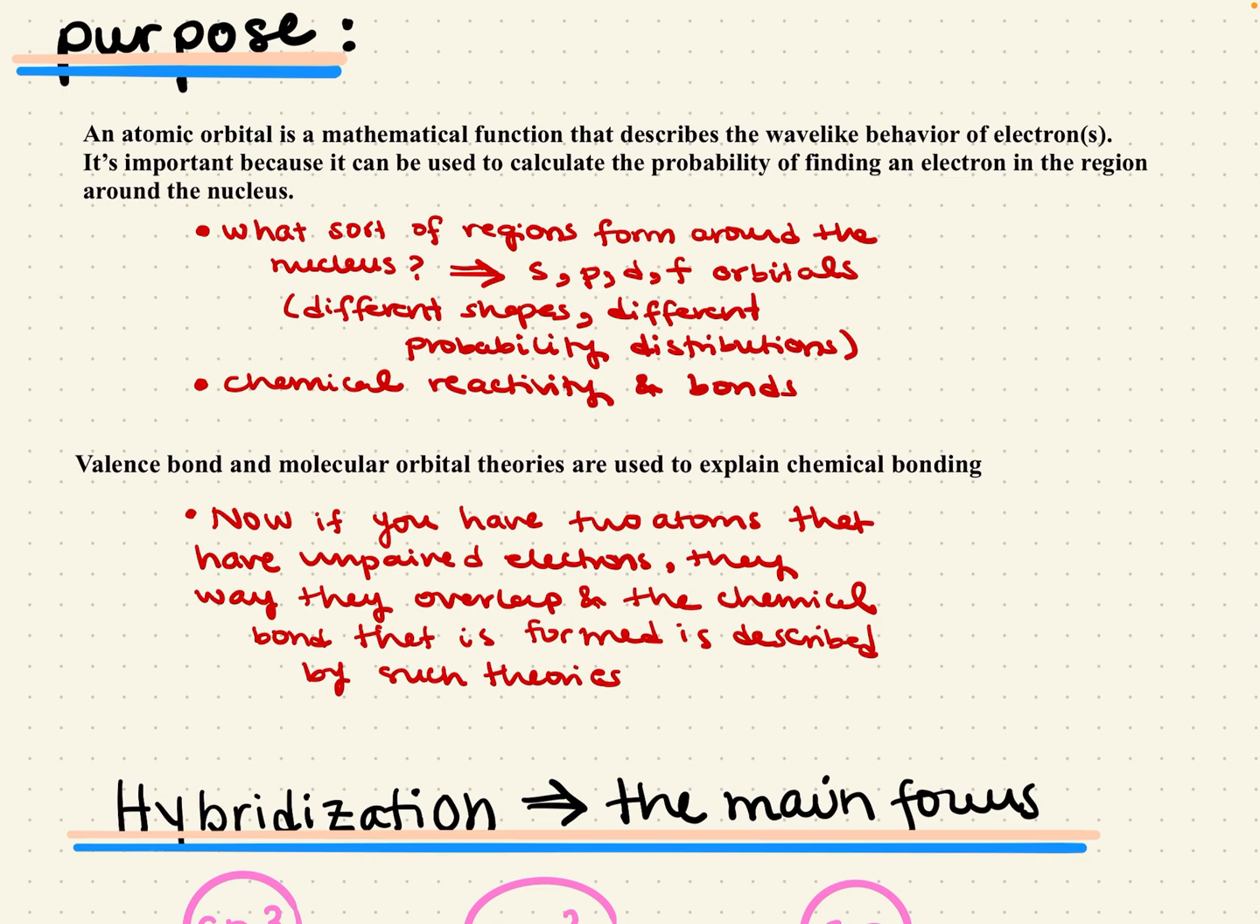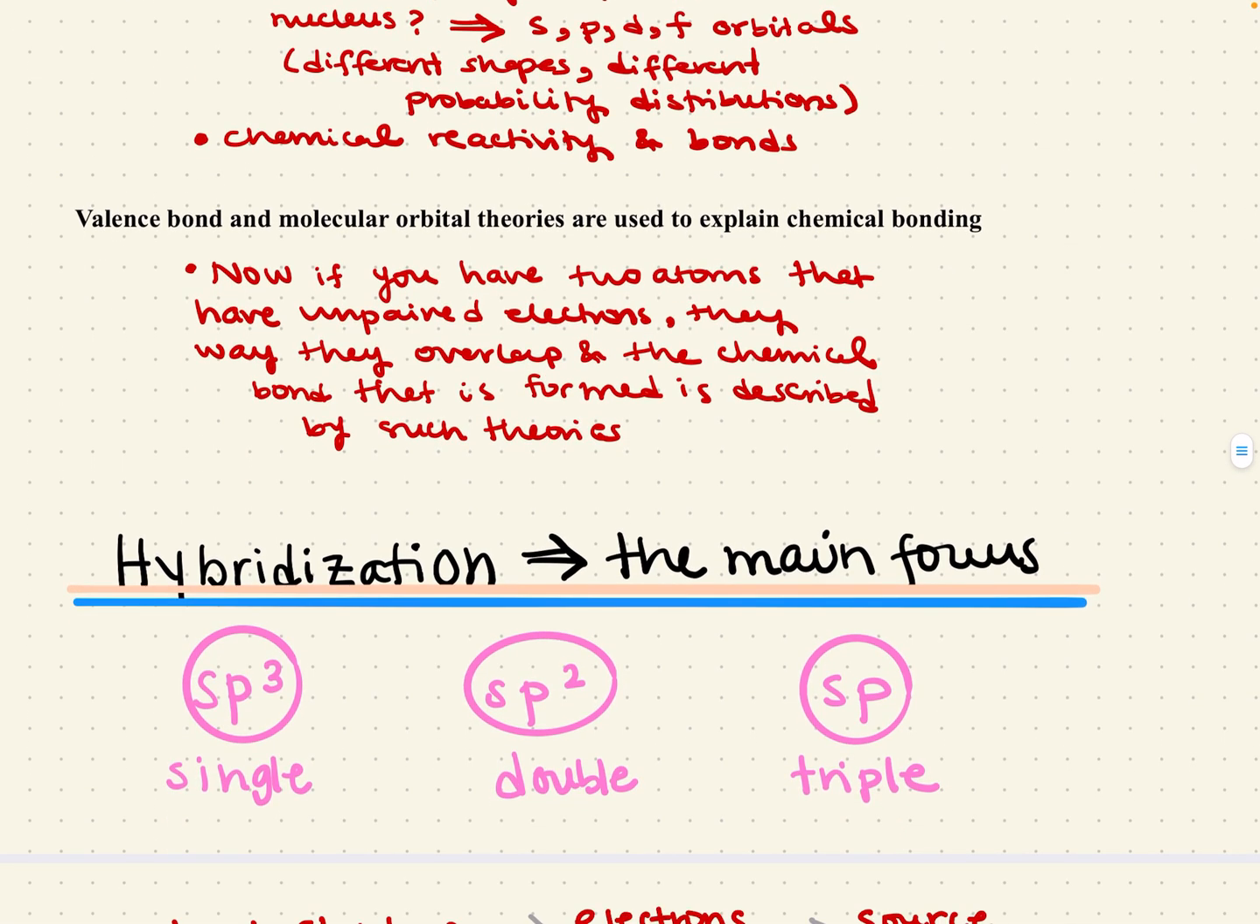properties of these atoms. Now, valence bond theory and molecular orbital theory are used to explain chemical bonding, which entails the way sharing and overlap of electrons happen between two atoms. There are limitations to valence bond theory in describing bonding, and one of the solutions to these limitations is a mathematical procedure that's going to mix atomic orbitals into new hybrid orbitals. And this is going to give us our sp3, our sp2, and our sp orbitals.